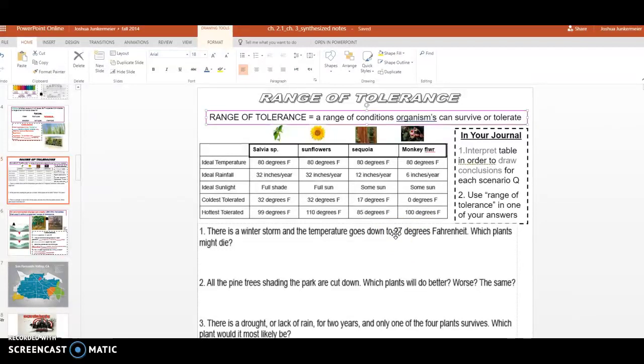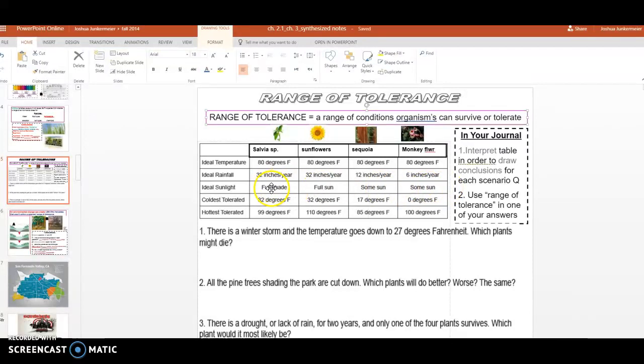They couldn't handle it. All right, number 2, it says all the pine trees have been cut down in a park. So it's an example, right? It's a scenario. So pretend that all the pine trees in a park in our city of Burbank have been cut down. Which plants will do better within their range of tolerance? Which will do worse out of their range of tolerance? And how many will do the same? They'll be fine. So you want to focus on ideal sunlight. So which ones need shade? With the trees cut down, there's going to be less shade.